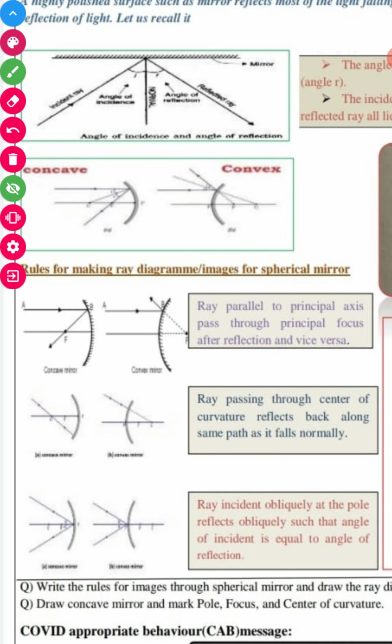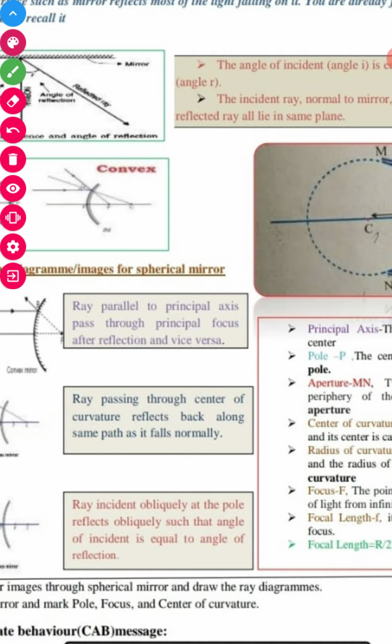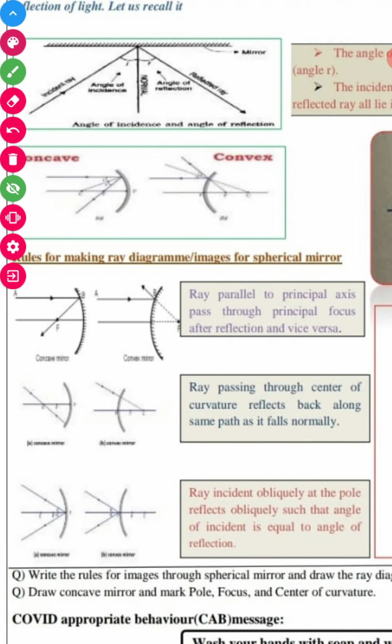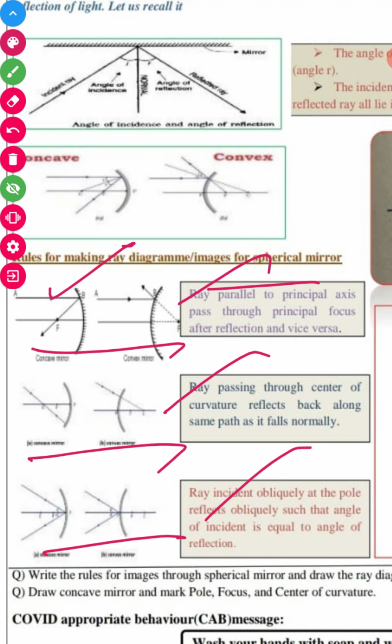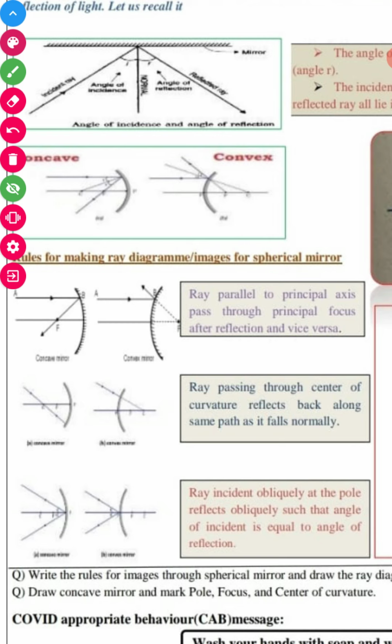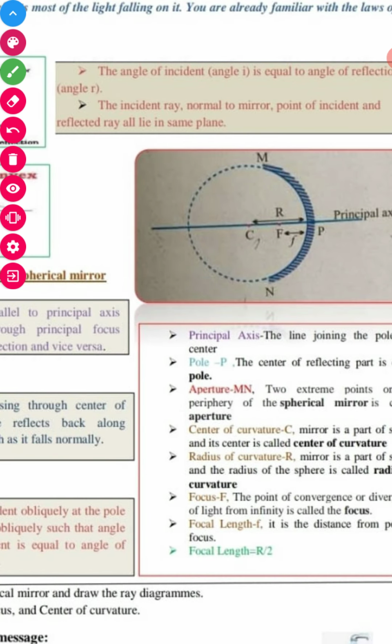So this is all about today's worksheet. Let's do the practice exercise. First, write the rules of image formation by a spherical mirror and draw the ray diagrams. So you have to write down these three rules and draw these three diagrams. That is the first question. Second, draw a concave mirror and mark the pole, focus, center of curvature and all. You have to draw all of these and label all these points. So this is the answer to your second question.